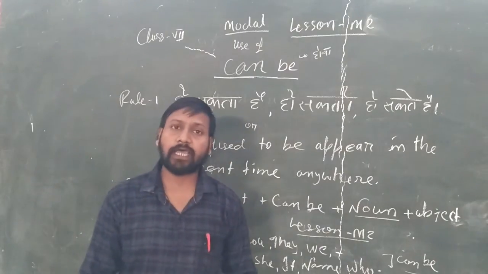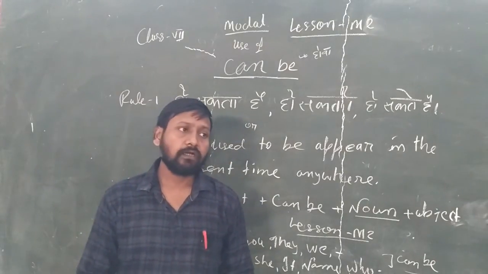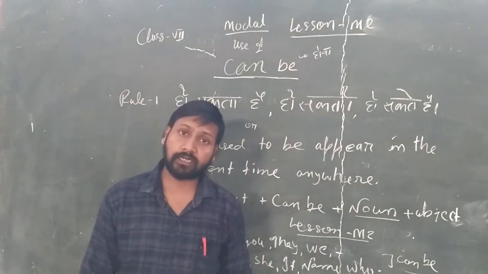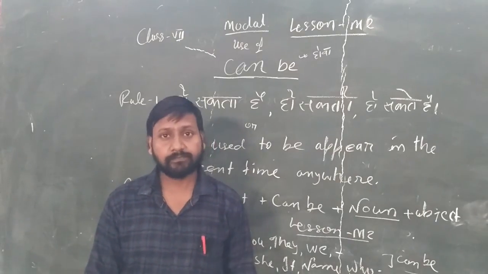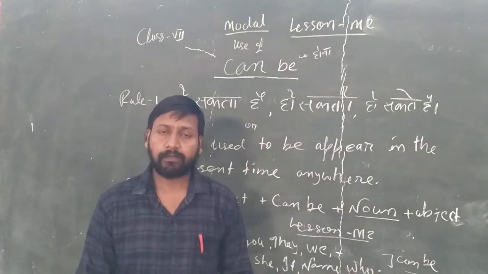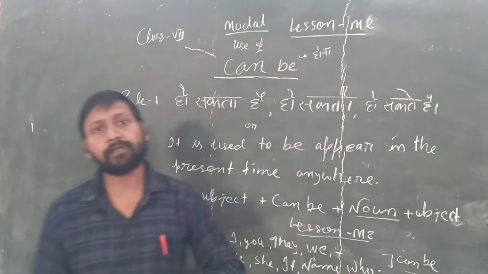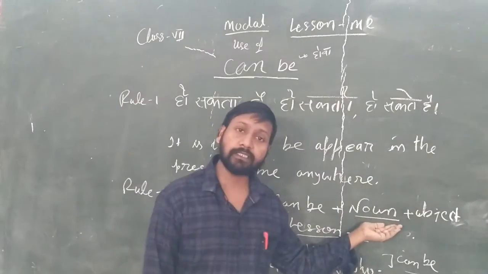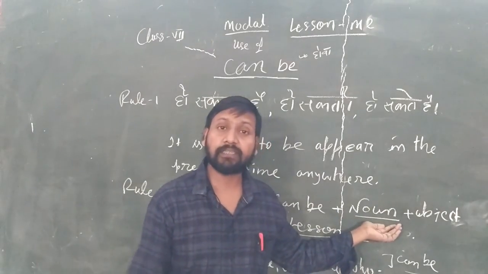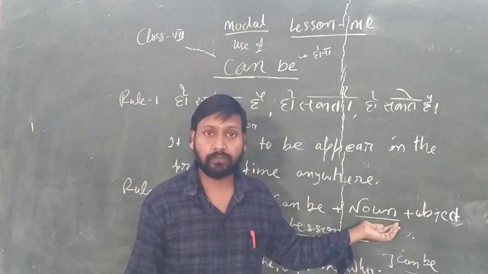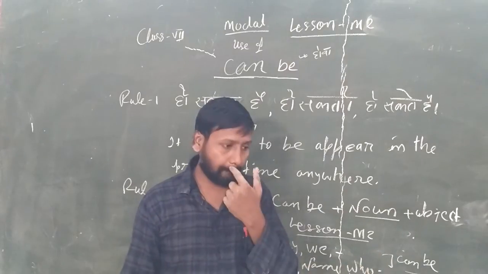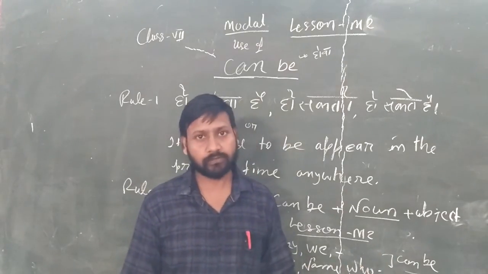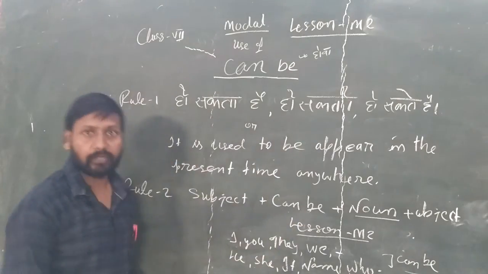Okay, suppose I have an example. He can be in the classroom. My mother can be in the kitchen. Okay, it means appearing. Who appears? Where do they appear? That is called can be with a noun. Noun, because I am talking about my mother. My mother can be in the kitchen. My sister can be in the school. Who can be in the class at the time? So that's it.